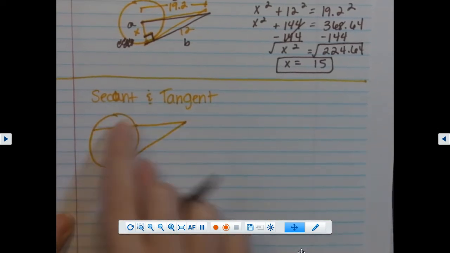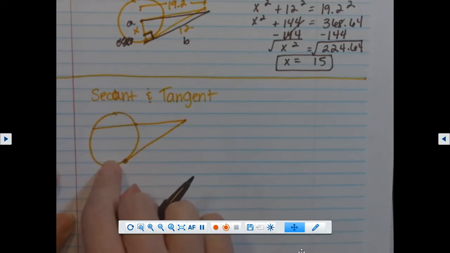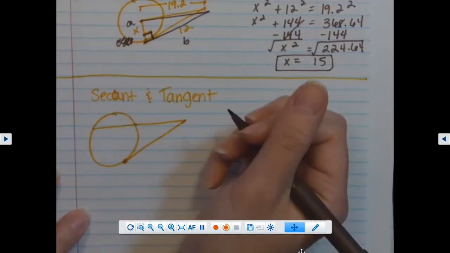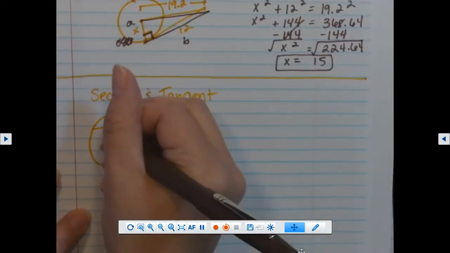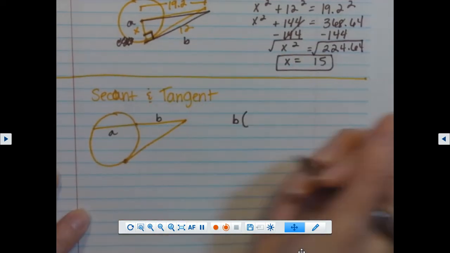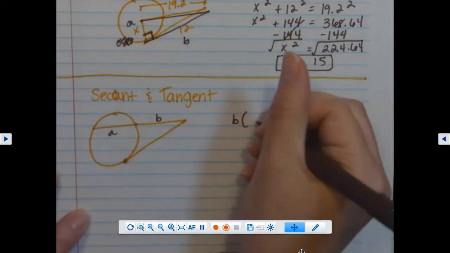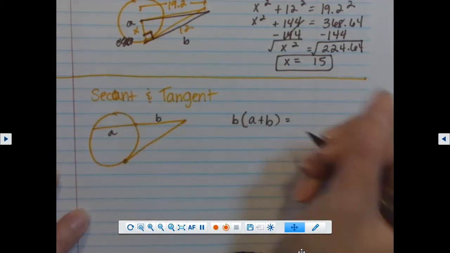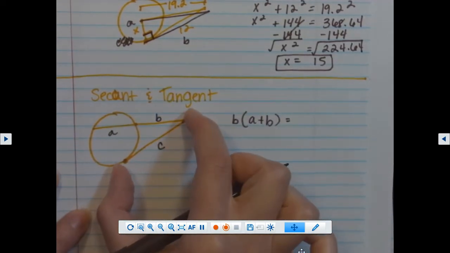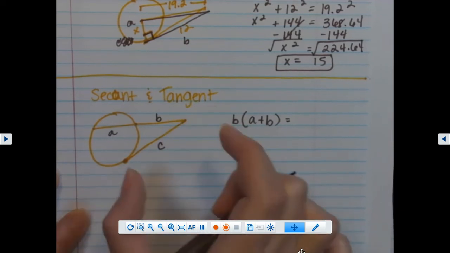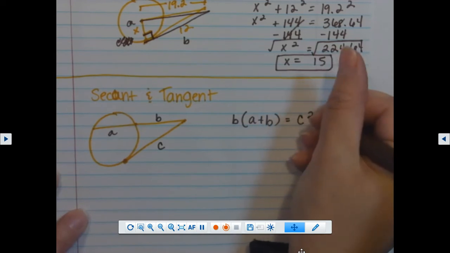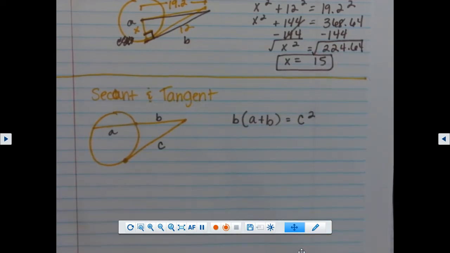Okay, and this is the theorem. It basically says that in order to solve for a missing side, you take the outside part times the entire length equals the outside part times the entire length. And when you have a tangent in the problem, the entire length is the outside part, so you do c times c, or c squared. That's how you would do that problem.